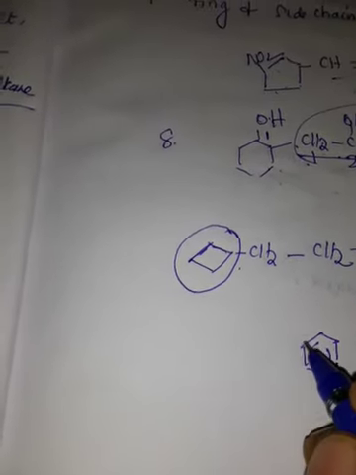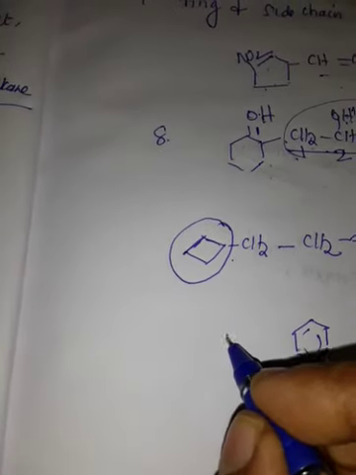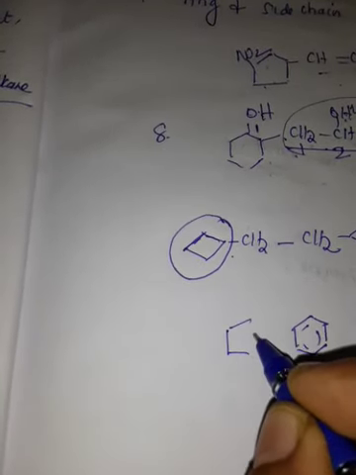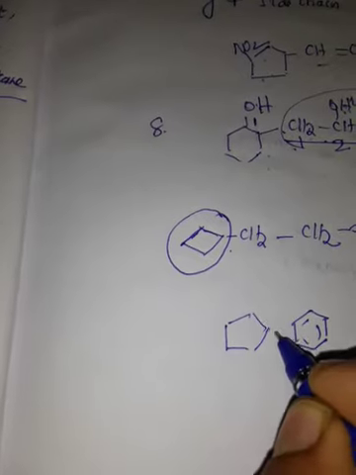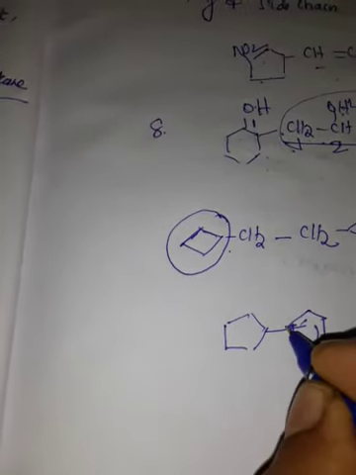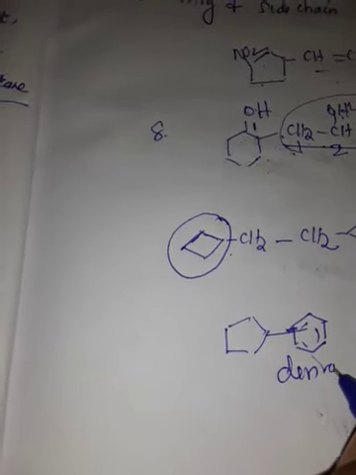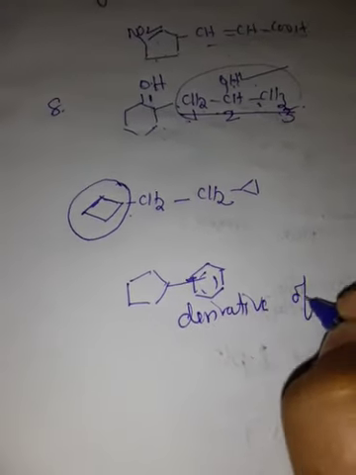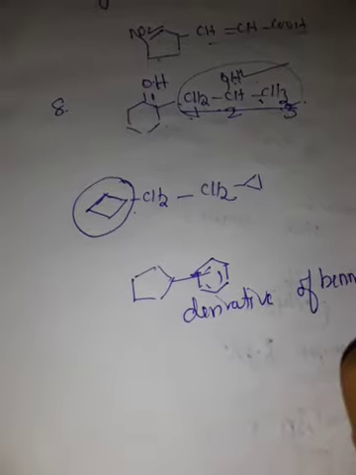If the alicyclic ring is directly attached to the benzene ring, this is the benzene ring. If the alicyclic group is directly attached to the benzene ring, then it is named as a derivative of benzene.